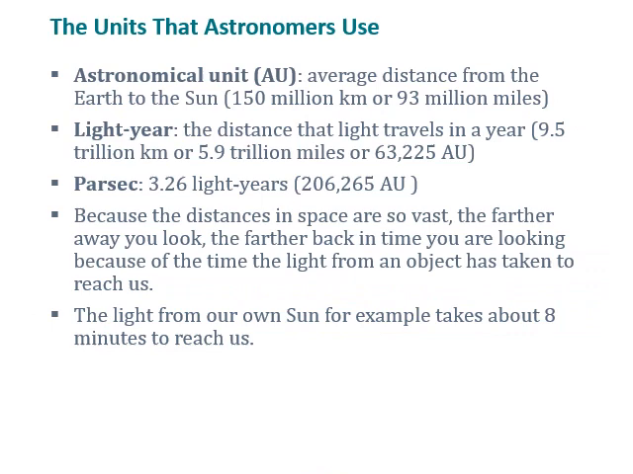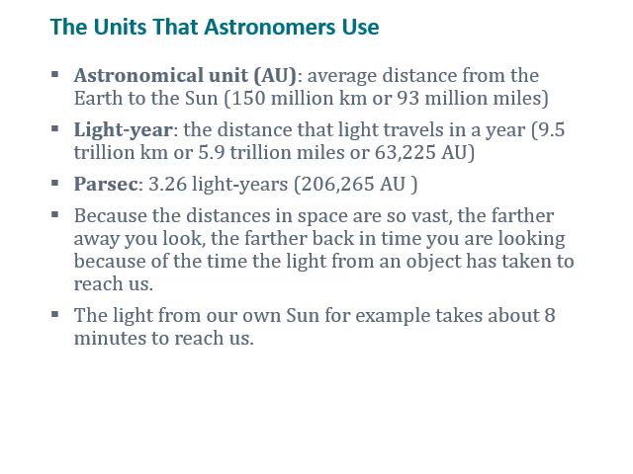Now let's discuss the units that astronomers use. One astronomical unit, AU, is defined as the average distance from the Earth to the Sun, which is 150 million kilometers or 93 million miles. 1 light year is the distance that light travels in a year, which is 9.5 trillion kilometers or 5.9 trillion miles, or 63,225 AUs. A parsec is 3.26 light years.